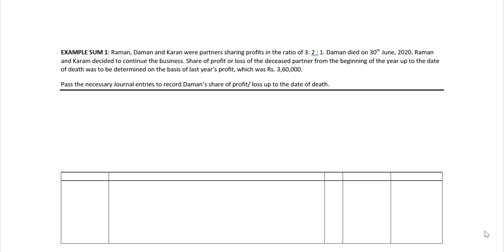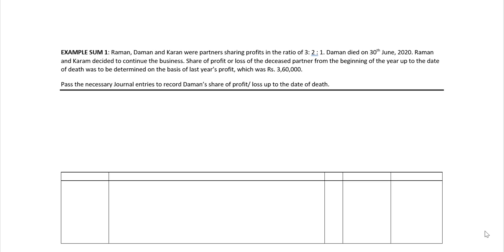Example sum 1. Raman, Daman and Karan were partners sharing profits in the ratio of 3:2:1. Daman died on 30th June 2020. Raman and Karan decided to continue the business.